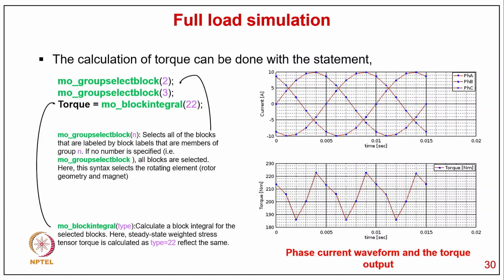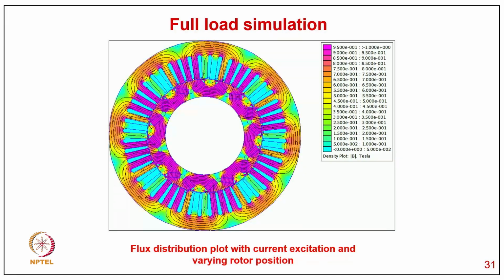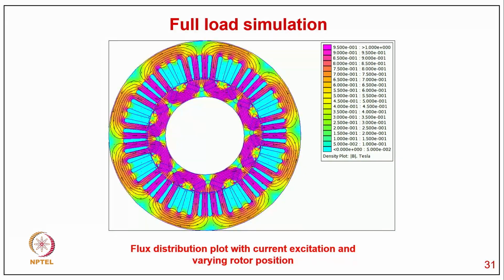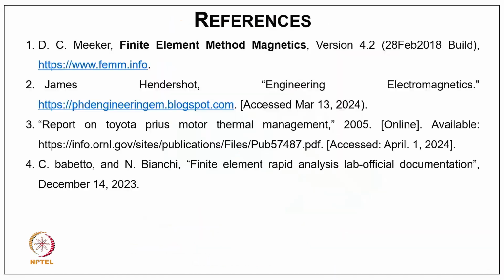The calculation of torque can be done with the statement: mi_select_group 2, mi_select_group 3, and torque equal to mi_block_integral 22. And here you can see the phase current and torque plot obtained from the simulation. Now this is the flux distribution plot with the current excitation and varying rotor position.